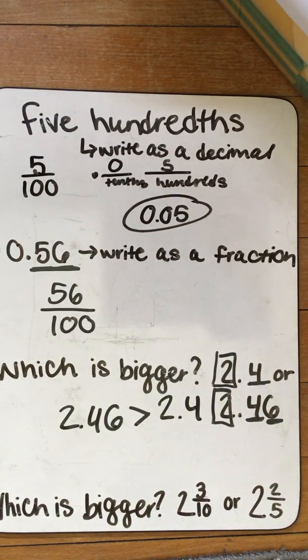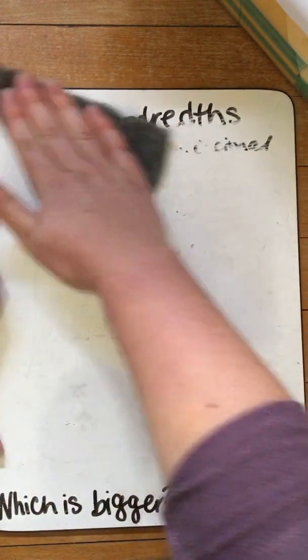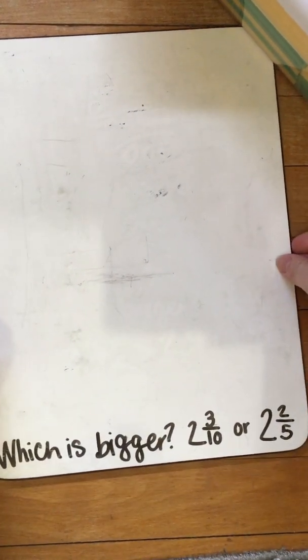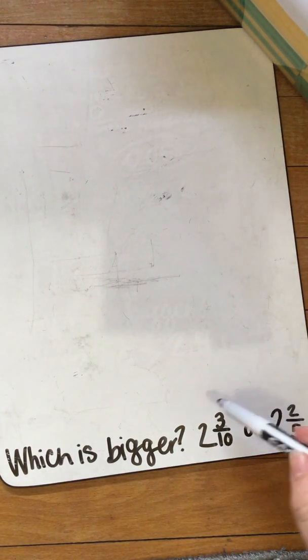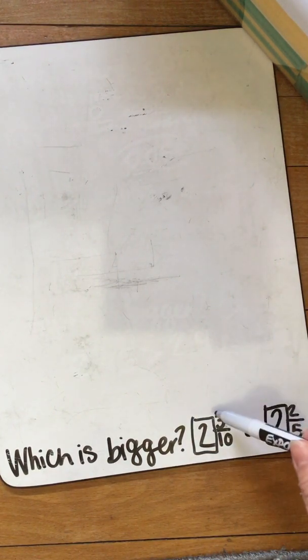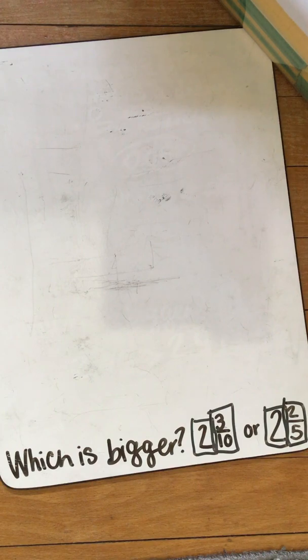All right, I'm going to erase what we've done so far, and I have a final question at the bottom, if I can fit it in. Sorry, it's a little crooked, but which is bigger, 2 3/10ths or 2 2/5ths? Now, you might be thinking, oh, I can just look at the whole numbers. Okay, I don't know which one, so I'm going to look at the fractions. You'd be exactly right, but you can't really just look at those fractions and know which one is bigger. We need a common denominator.